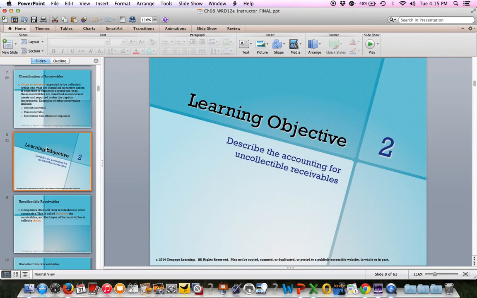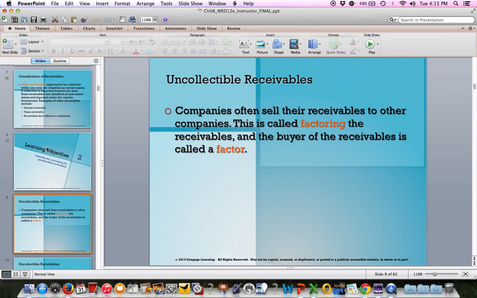And so let's talk about accounting for uncollectible receivables. There's a couple of issues we have to keep in mind. It says that companies often sell their receivables to other companies. It's called factoring. The buyer is then called a factor. And the reason you do that is to get cash now instead of having to wait until your collectibles are fully collected from whoever owes you. So it's just a way to get cash in the short term by essentially selling your receivables.